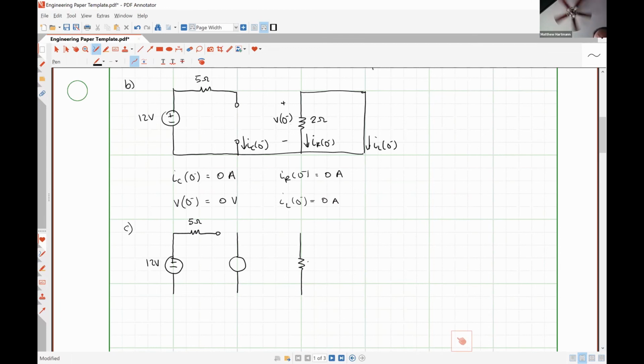So our 2 ohm resistor is going to remain being a 2 ohm resistor. What's going to happen to our inductor? It's going to change to a current source. A current source having what value? 0 amps. So what's a better way to draw a current source with 0 amps of current flowing through it? Short circuit. No, open circuit. Ah, right.